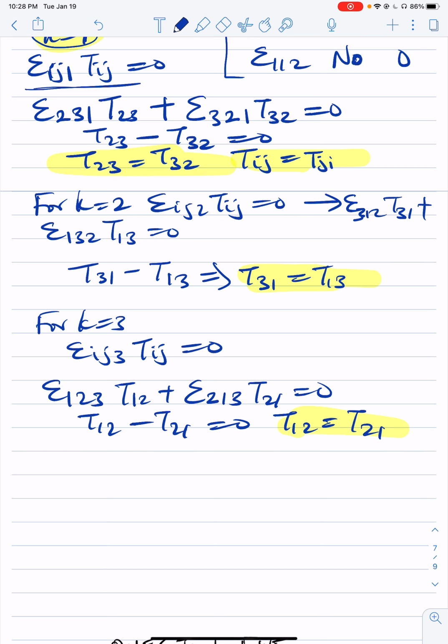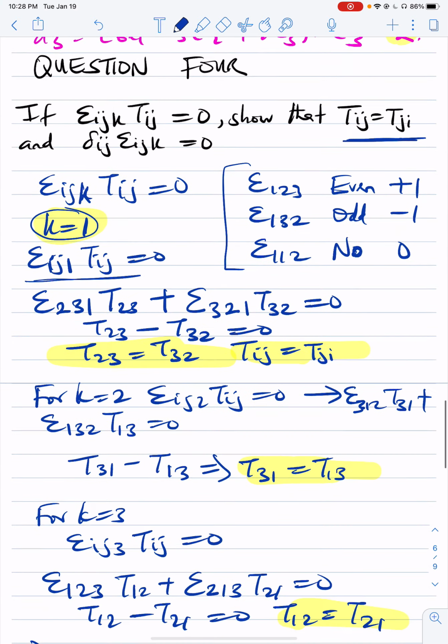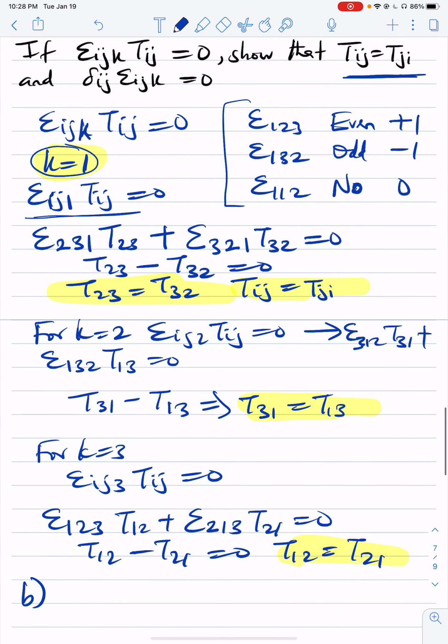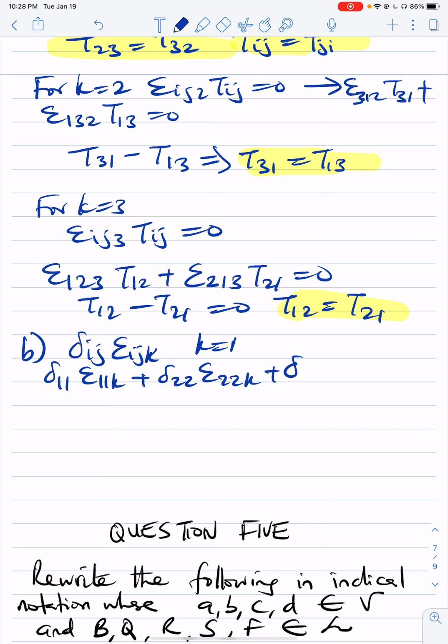So for all these problems, we'll be able to show that this is this. I think there's a part B to the question that says the contracted ε with δ equals 0. For this, since k is just 1, you start with k equal to 1. ε_{1,1,k} plus ε_{2,2,k} plus ε_{3,3,k}. I will explain why I'm doing this.